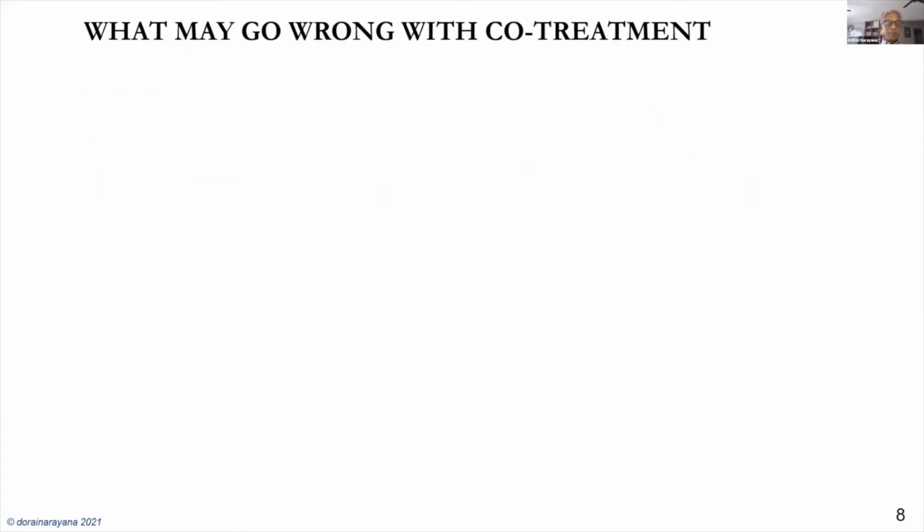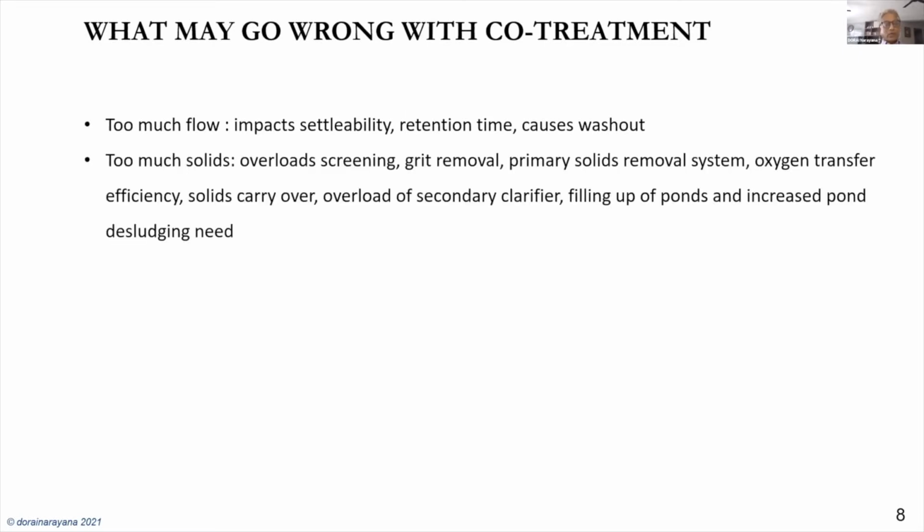So what can go wrong? Number one, the flow could be too high, right? If the flow is too much compared to the design, then the settleability in the settling tanks, the primary, the secondary, and so on, could be impacted. Retention time becomes shorter, which means process time becomes shorter. And there could be washout of whatever solids are retained within the tank. During high flows, it could get washed out.